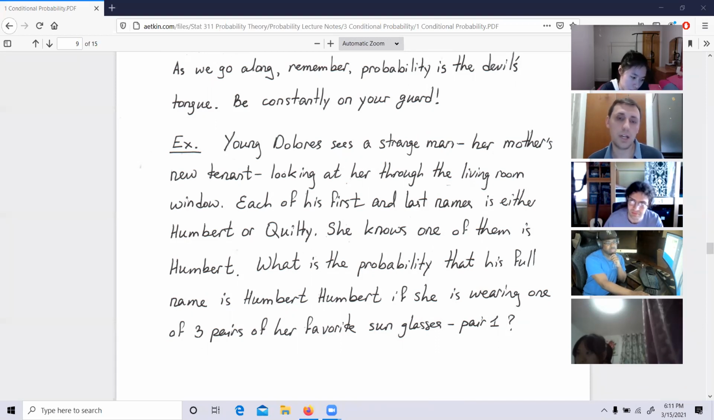You understood the question, guys, right? So the guy there, his first and last name could each be either Humbert or Quilty. What's the probability his name is Humbert Humbert if she is wearing her favorite sunglass pair? And he has Humbert Humbert as a name. So a lot of you. Oh, so somebody read the book. Well, congratulations, Anton, right? This is my way to test your literacy.